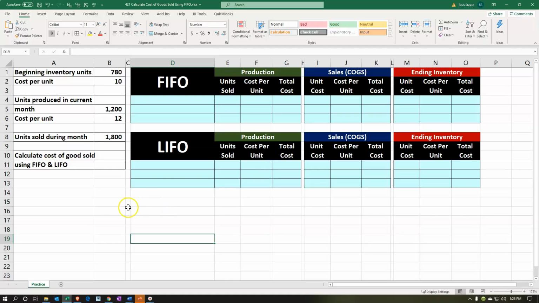Here we are in Excel. We have our information on the left-hand side. We're going to put that information into the blue area into our worksheet on the right-hand side using both the first in, first out up top and the LIFO last in, first out methods. The information on the left is the beginning inventory of 780, the cost per unit of that beginning inventory, $10. Units produced in the current month, 1,200, and the cost per unit, $12. Units sold is going to be 1,800.